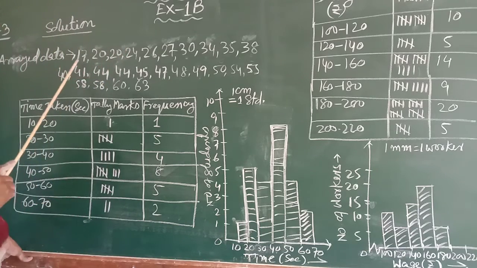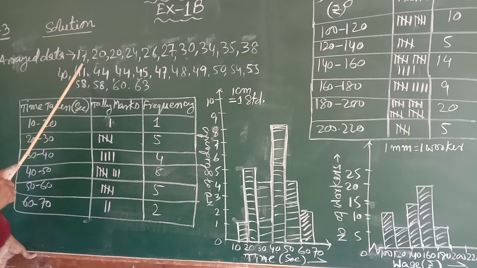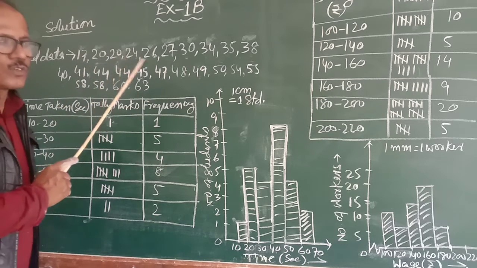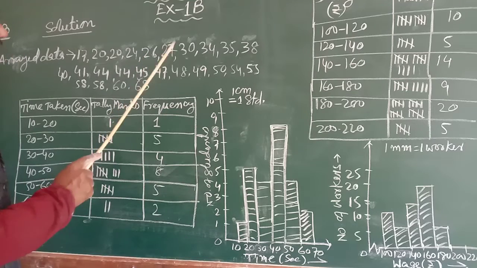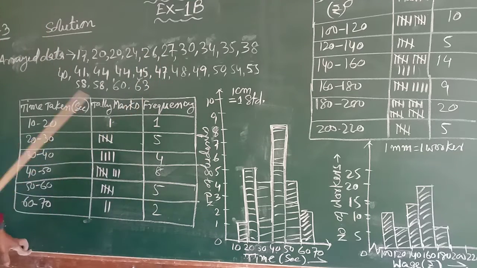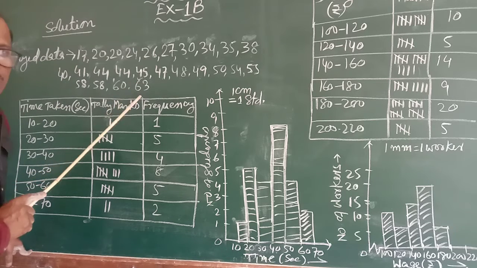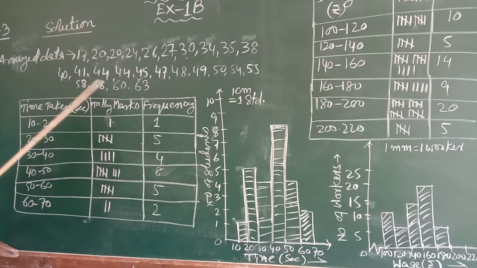See, 17 seconds was taken by only one student. Then 20 seconds was taken by 2 students. Then 24 seconds one student, 26 seconds one student, 27 seconds one student. Likewise, I have made the arrayed data till 63. So the highest time taken by a student is 63 seconds. Now I have tabulated it.